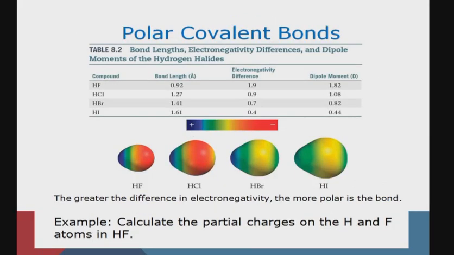Polar covalent bond: the greater the difference in electronegativity, the more polar the bond. Example: calculate the partial charge on the H and F atoms in HF.